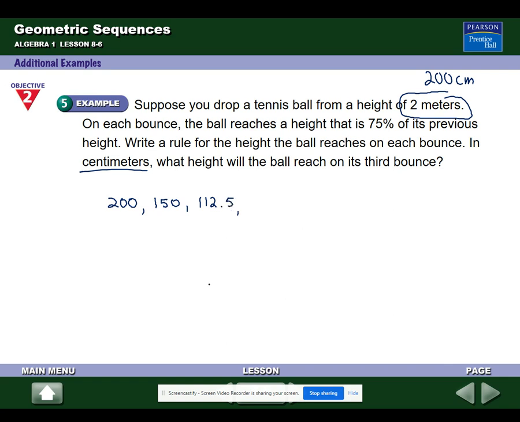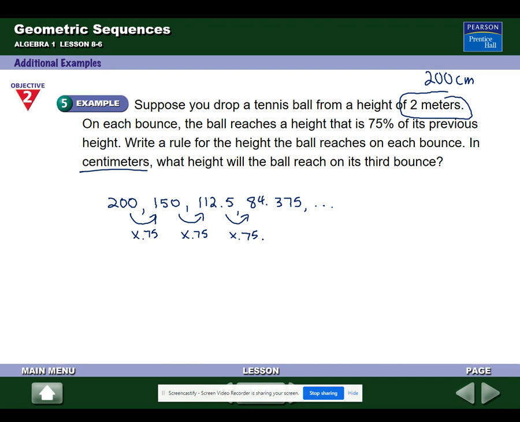I'm actually doing this on my calculator right now, and I'm setting it up so that after two iterations I get 84.375. I could now just push enter, enter, enter, and it would continue to give me the next number, the next number, the next number. 63.28125. The next one's 47.5 or so. Okay. This is a geometric sequence because from 200 to 150 is times 0.75 or 75%, and so is this, and on and on.